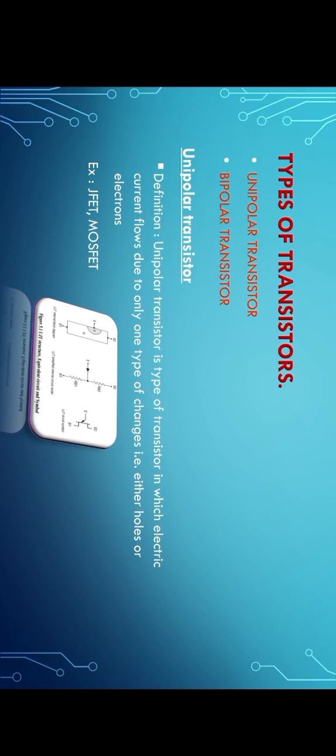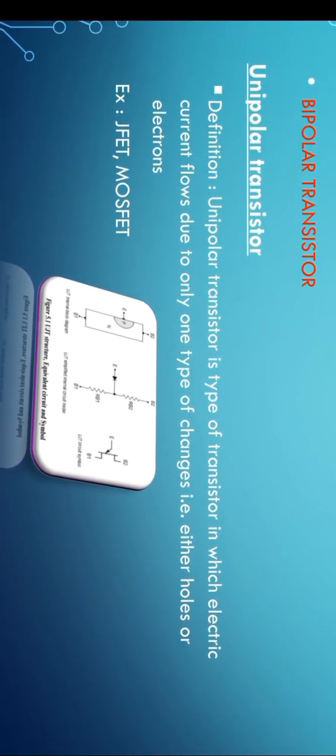MOSFET. The diagram of the unipolar transistor is this.